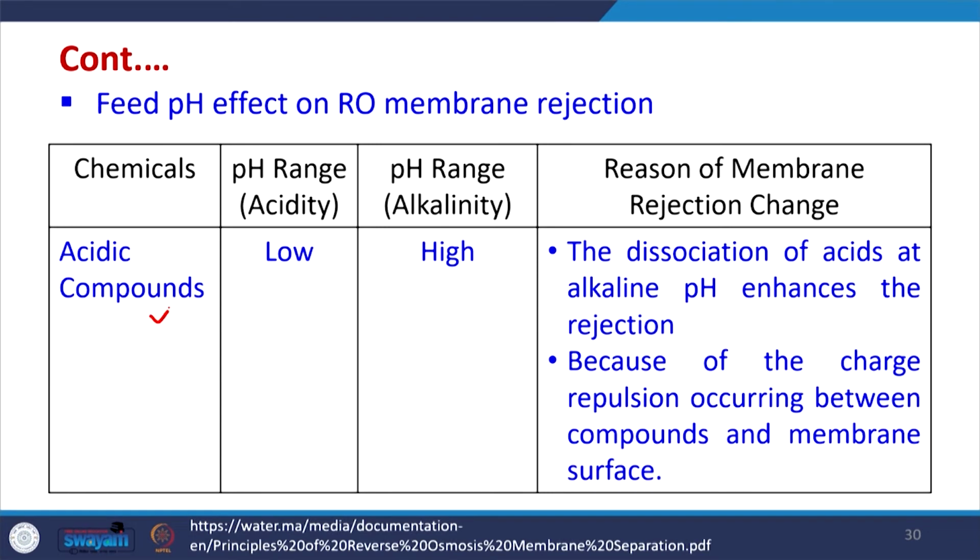So, if acidic compounds are there, the pH will be low and the alkalinity will be high. Here the change in the rejection rate will happen. The dissociation of acids at alkaline pH enhances the rejection rate. This is because of the charge repulsion which occurs between the compounds and the membrane surfaces under this pH range. So, this is possible in the alkaline pH condition.